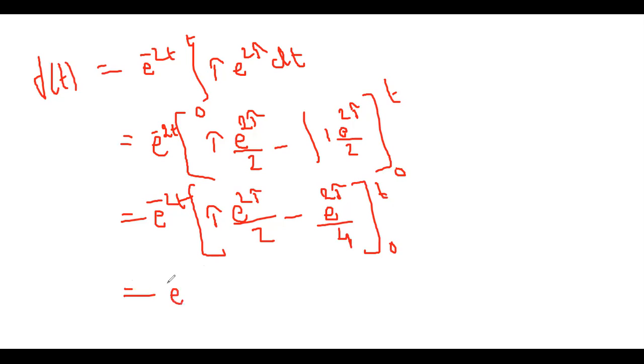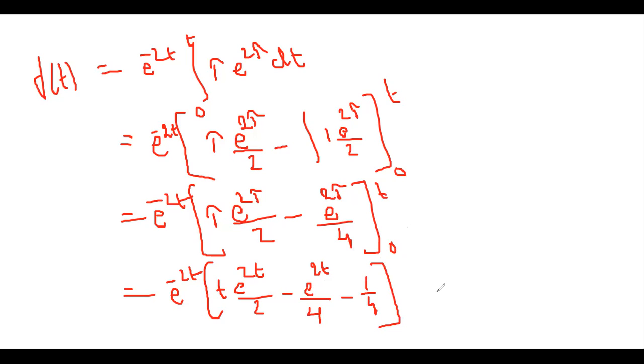And these are the values of tau. So e power minus 2t, with tau equal to t, gives t e power 2t by 2 minus e power 2t by 4. Upper limit, I am substituting into the two terms. And coming to the lower limit, tau is 0, so the third term is 0 and the fourth term becomes e power 0, which is 1, so 1 by 4. Now multiply e power minus 2t inside. E power minus 2t and e power plus 2t become e power 0, which is 1, so t by 2. And e power minus 2t multiplied with the next one also gives 1, so minus 1 by 4, minus e power minus 2t by 4.